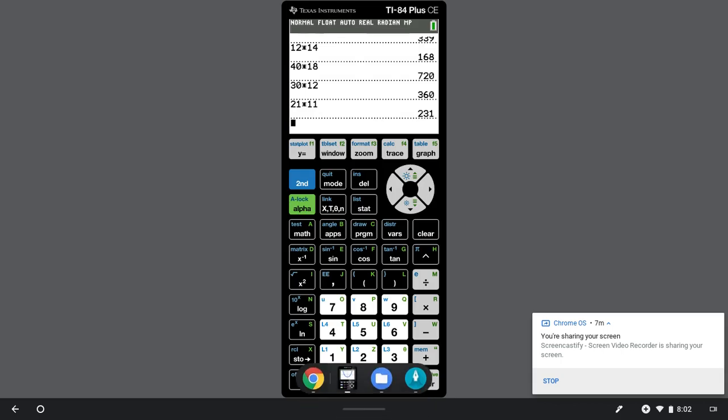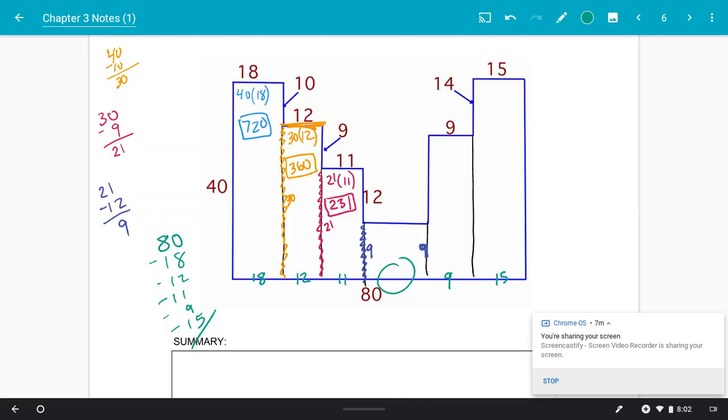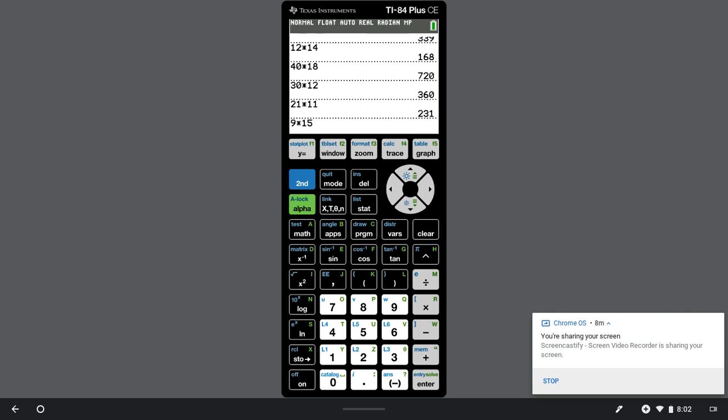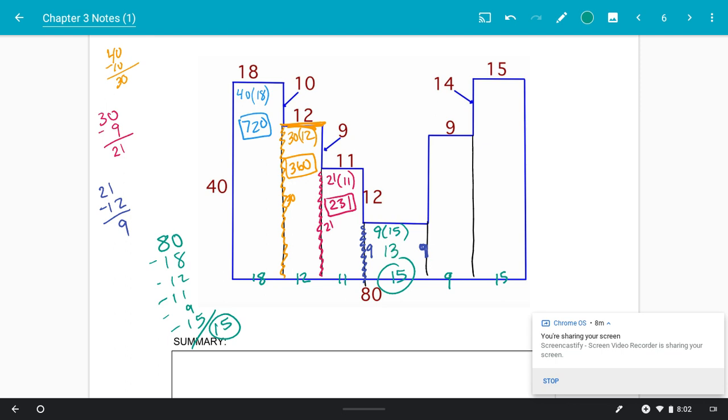I can't look at both the screen and the calculator, so I'm going to do it on my phone. If you guys can do it on your calculator, that would be great. So 80 minus 18 minus 12 minus 11 minus 9 minus 15. That leaves us with 15 right here. So then to find the area of this, we do 9 times 15, and we get 135. So the area here is 135.